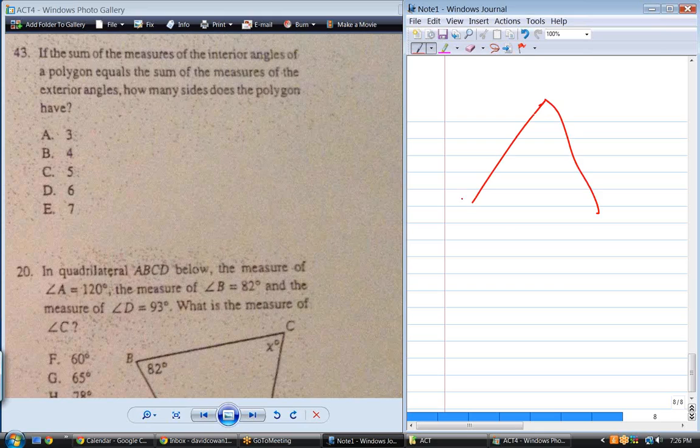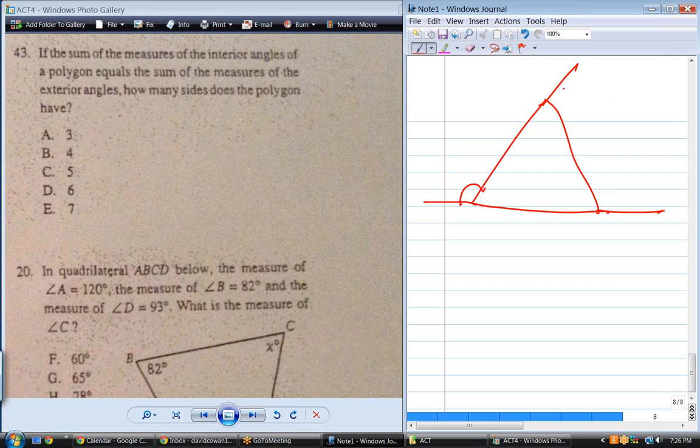Let's start with a triangle. What's the sum of the interior angles of a triangle? 180. Now, by exterior angles, they mean these. What do you suppose the sum of the exterior angles is? 360. Always. That's for any polygon. The sum of the exterior angles are always 360.